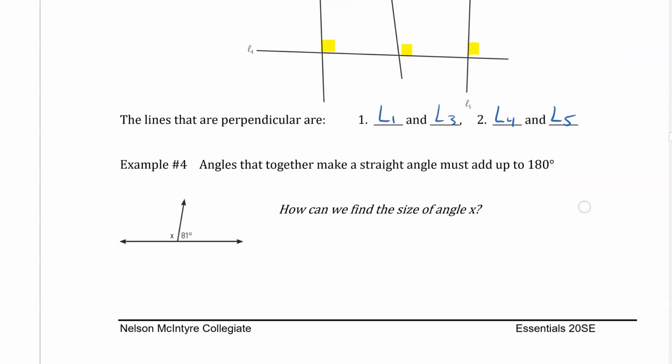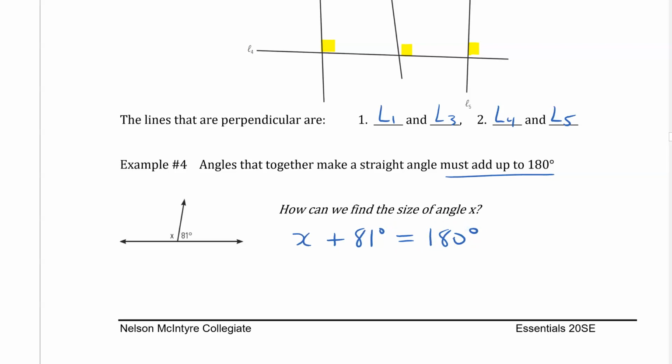Okay, one last example before we go into the worksheet. Example 4 says angles that together make a straight angle must add up to 180 degrees. So here we have two angles. One of them is X and one of them is 81 degrees. So how would we be able to solve for that X? Well, there's a couple ways to think of this. One is I could use an algebra style. I could say X and 81 degrees must add up to 180 degrees, so they are equal to 180 degrees.